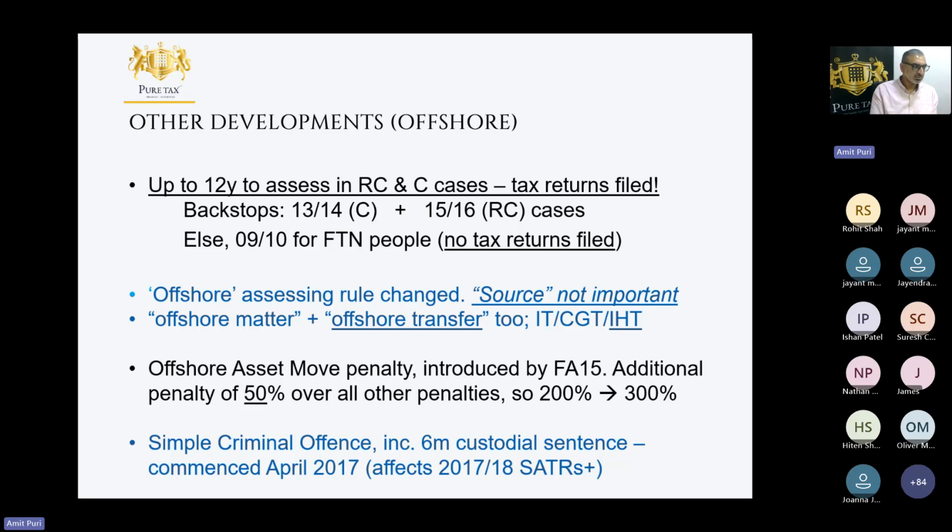In cases of carelessness, HMRC can't go beyond 13, 14, for example, but they will have at least 12 years always to collect 13, 14 onwards taxes. I might be losing people here a little bit because I'm trying to race through, but the point to take here is that the usual 4 and 6 year rules don't apply where offshore matters are concerned. HMRC have up to 12 years to collect those taxes, and these are the backstops for the moment. So HMRC can't go further back than these periods.